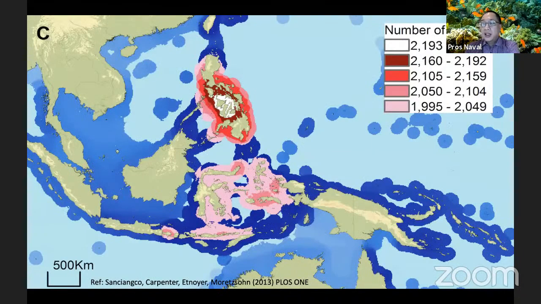Within this coral triangle, the Philippines holds the distinction of having the most number of fish species per unit area. So our country sits right at the center of the coral triangle. We are at the heart of the world's most diverse marine ecosystem.